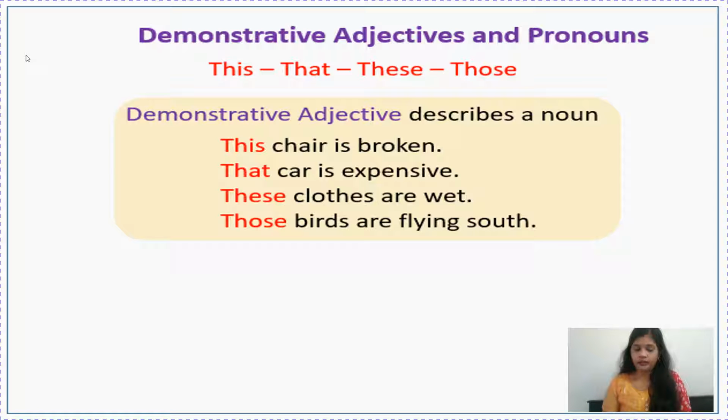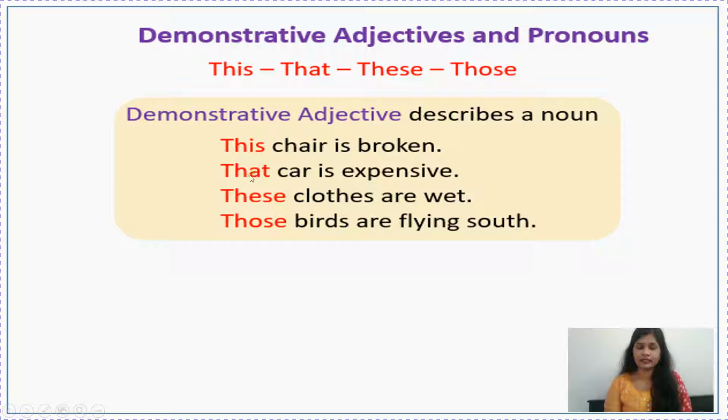Can you find a noun here? See children, here the noun is chair. And which word is modifying the noun? Which word is describing this chair? This. So this is an adjective. But which kind of adjective? It is a demonstrative adjective. Like we have already learned that this, that, these, and those are demonstrative adjectives. So it's very easy to find the difference, children. If any adjective is describing any noun, it will become a demonstrative adjective. Fine. When this, that, these, and those will come.